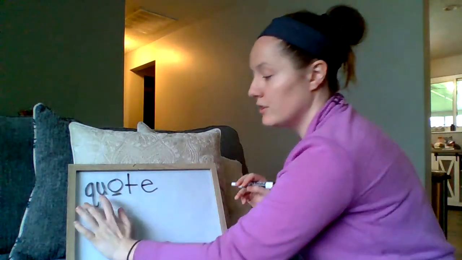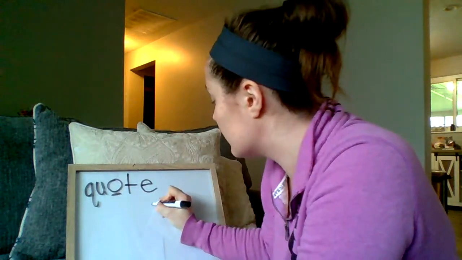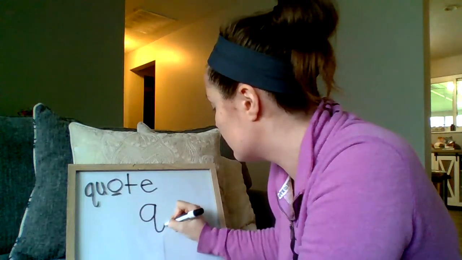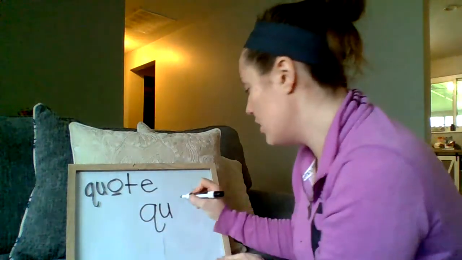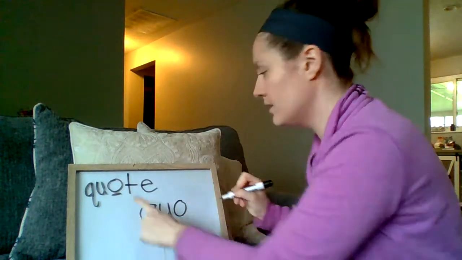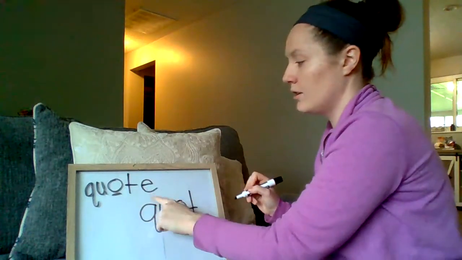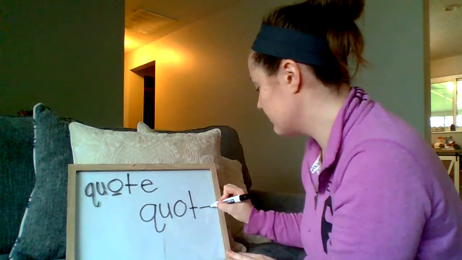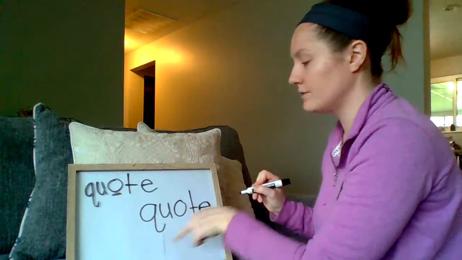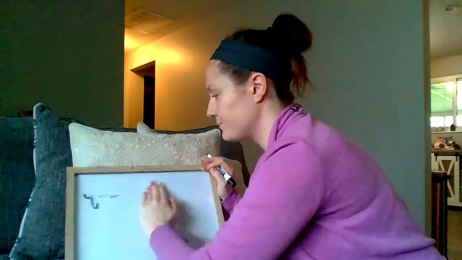Our first letters we need to write Q, U, because they always go together. Next letter O. Then we have a T. Then we have a E because O says its name. Quote. Okay, time to move on to our sentence.